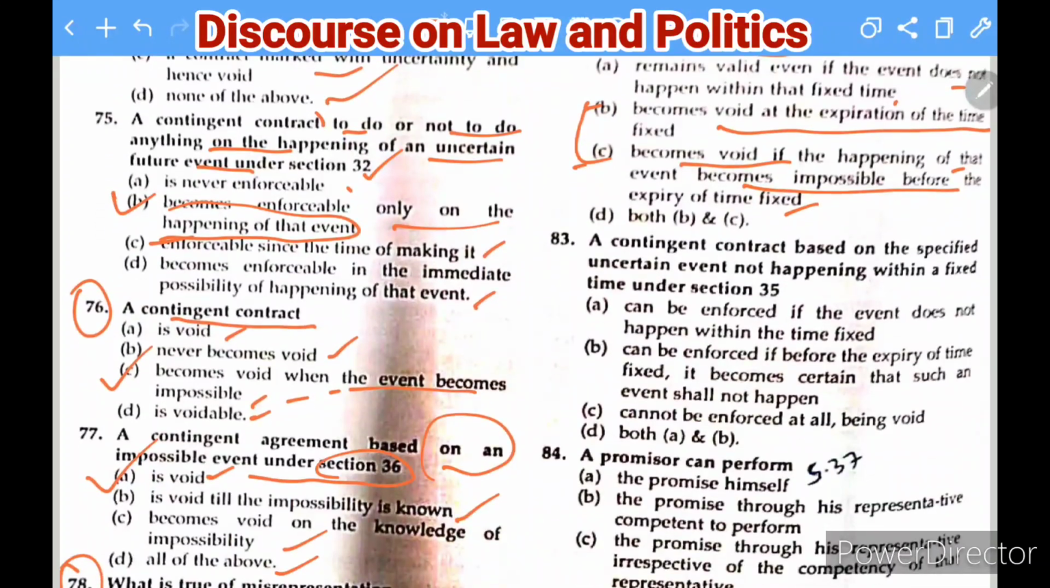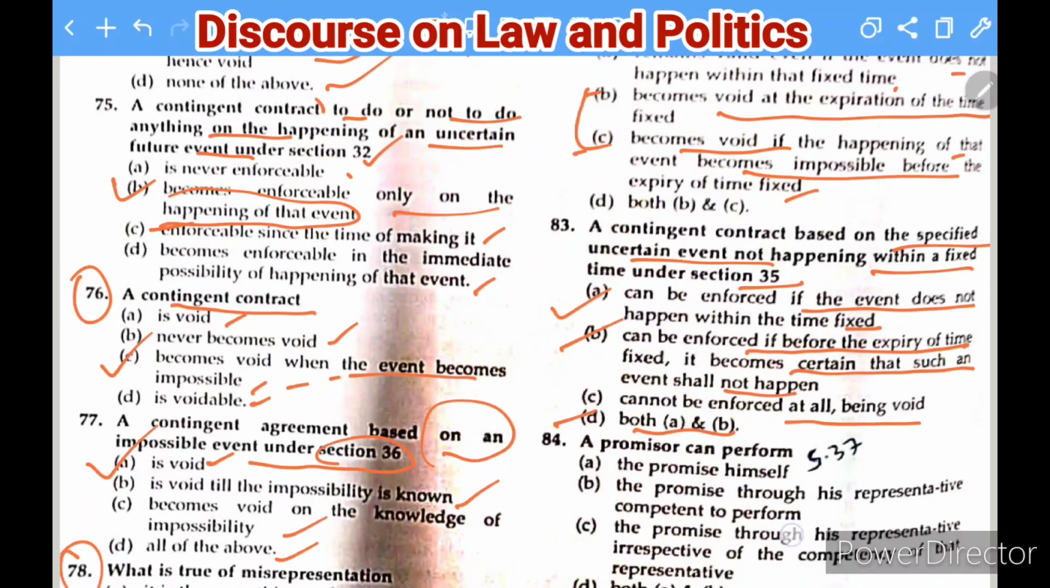A contingent contract based on a specified uncertain event not happening within a fixed time under section 35 can be enforced if the event does not happen within that time fixed, can be enforced if before expiry of time fixed it becomes certain that such an event shall not happen, cannot be enforced at all, being void, or both A and B. So just give your answer here. What you can find is that A and B both are correct here.